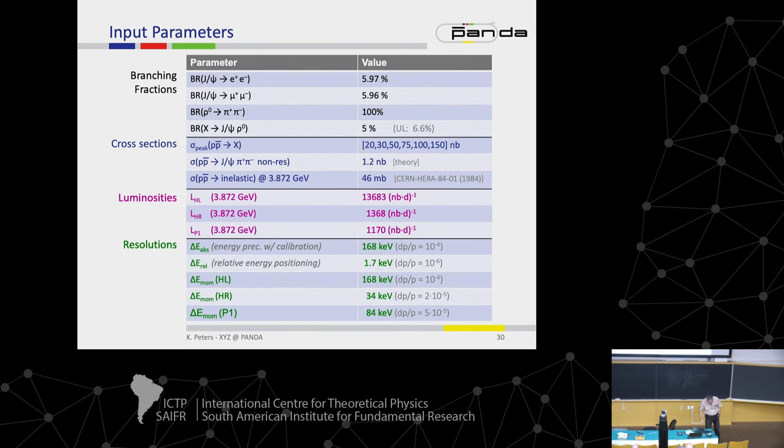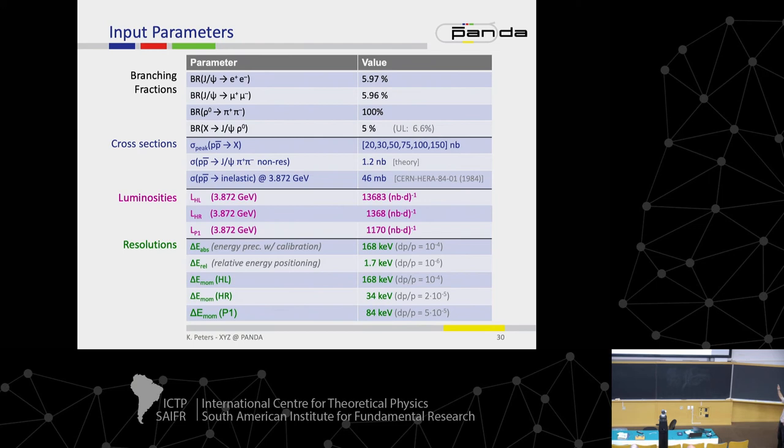And here you see some input parameters to the simulation, which are very close to what the detector at the end will deliver. Since we are still optimizing one or the other part of the detector, some of these parameters are still floating, because the real detector is always a little bit different than your theoretical optimum and so on. But this gives you the ballpark figure.